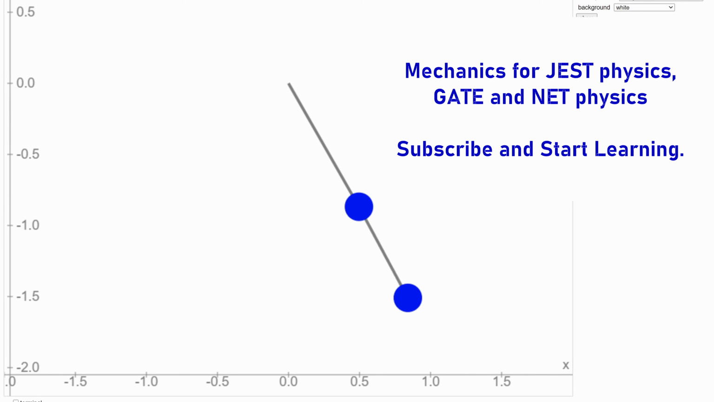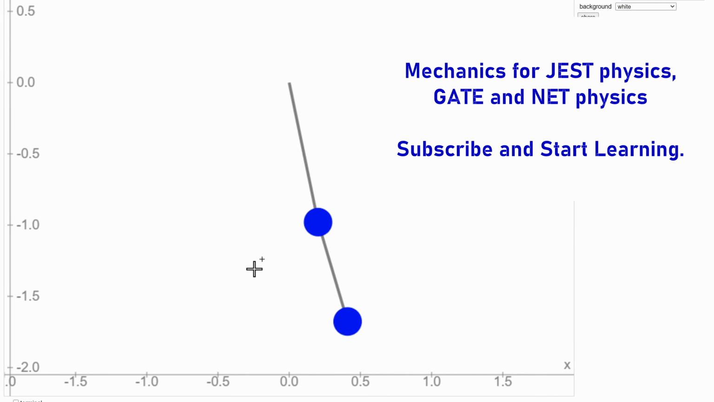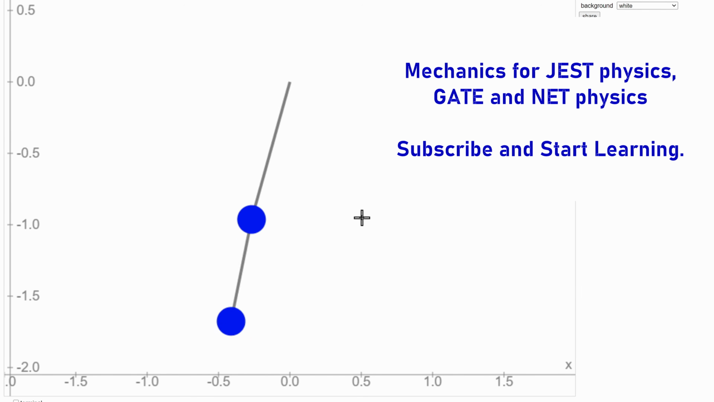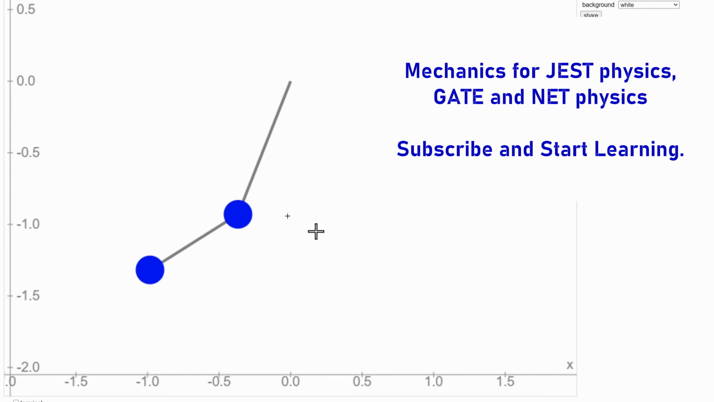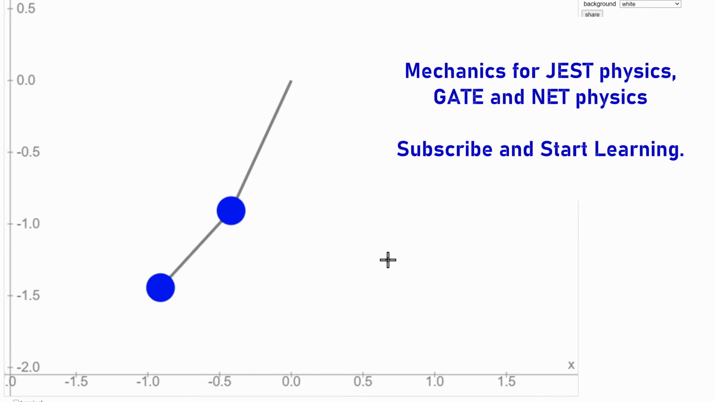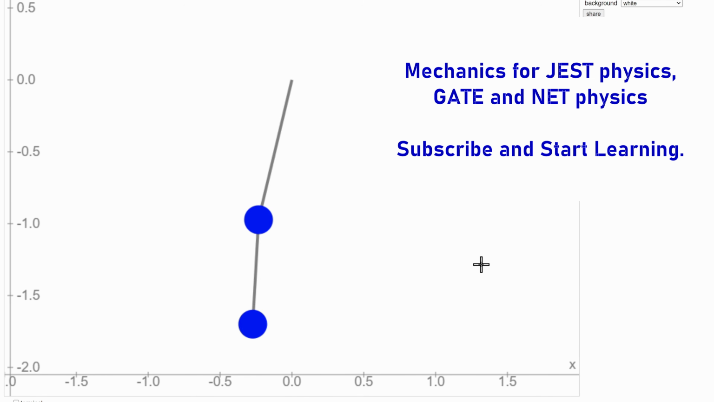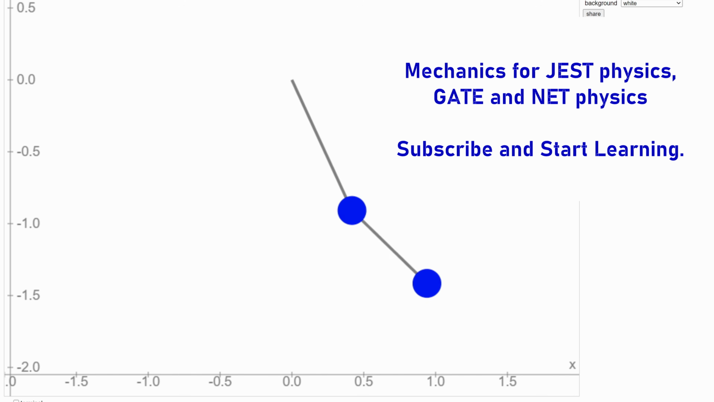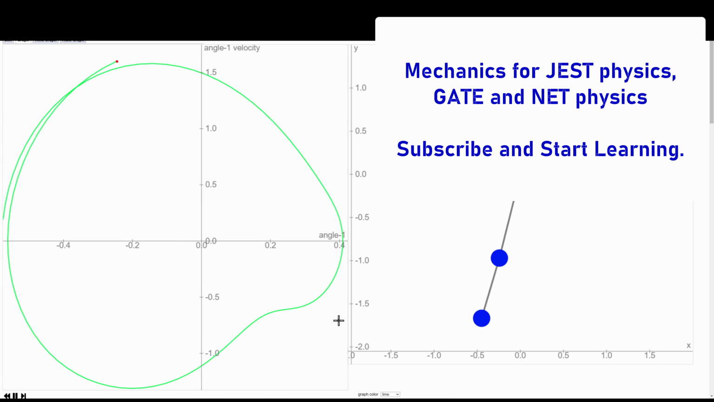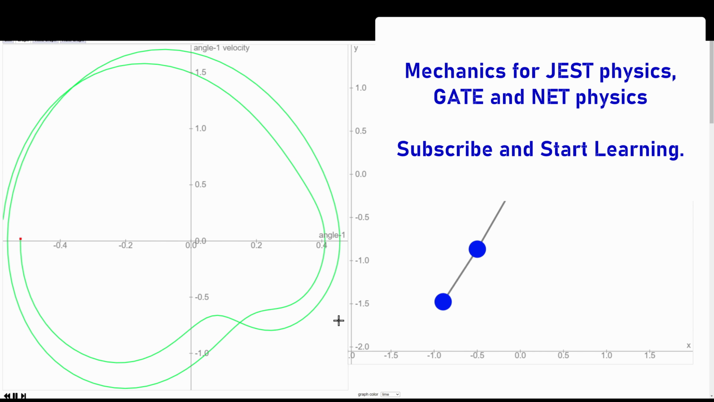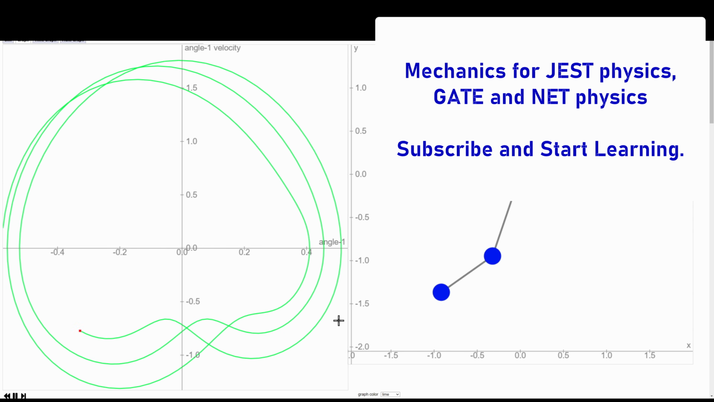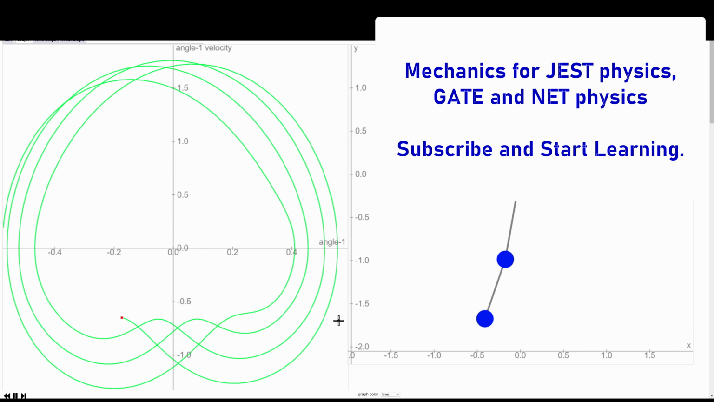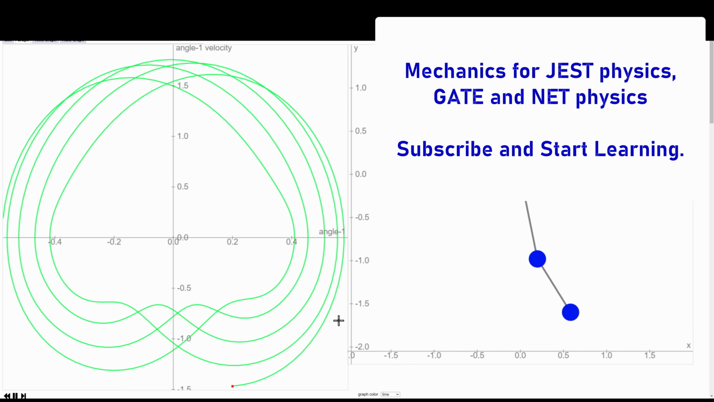So this is what I mean to say, that if you are going to increase the length of this particular pendulum, second pendulum, then the oscillations are going to be like this. And corresponding to this, what would be the phase space trajectory? So that we will see now. This is the real time plotting of the phase space trajectory as the double pendulum is oscillating. And we will call this kind of pendulum a double pendulum.